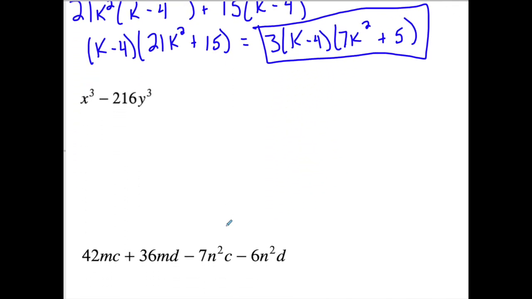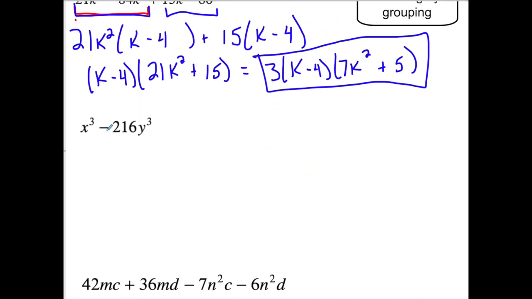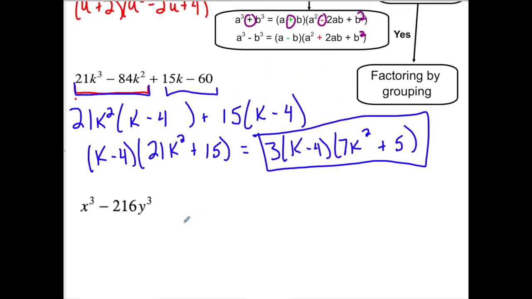Okay, finally, this is a difference of cubes here. So remember using the SOAP. So the A is, and how about we do this one in green? We have the A is equal to X, and the B is equal to 6. Why? Because 6 cubed is 216.